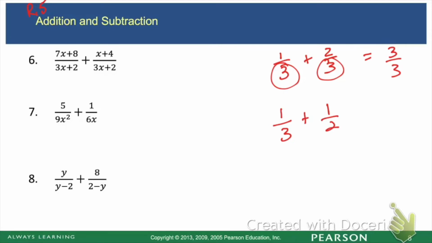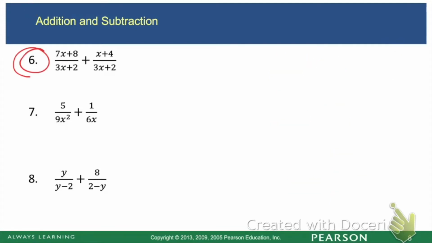Do you remember this? So you'd have to find a common denominator, common multiple, least common multiple of 3 and 2. So your common multiple would be 6. That means you have to multiply this one by 2 top and bottom and this one by 3 top and bottom. Do you remember doing that? So that would become 2/6 plus 3/6. Final answer would be 5/6. Okay, we're going to use those same concepts, but uglier.